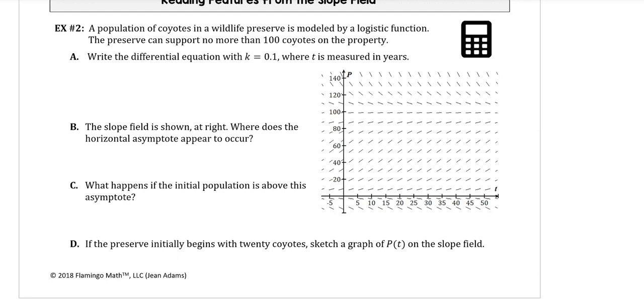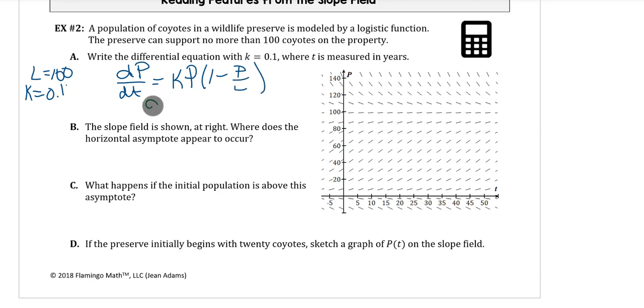Well, the nice thing is that we know L. So L is 100, and we have our k. So we can use our differential equation, which is kp times 1 minus p over L. So if we fill in what we know, our differential equation becomes dp dt equals 0.1 p times 1 minus p over 100.